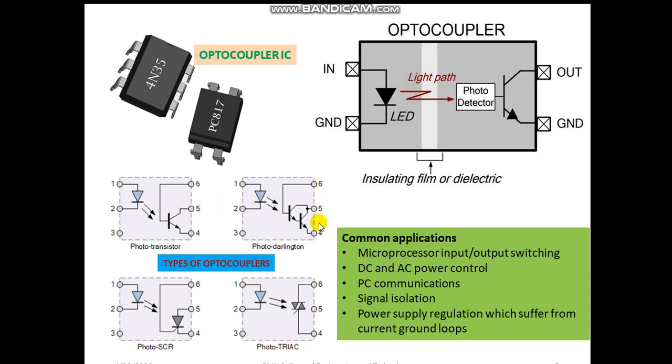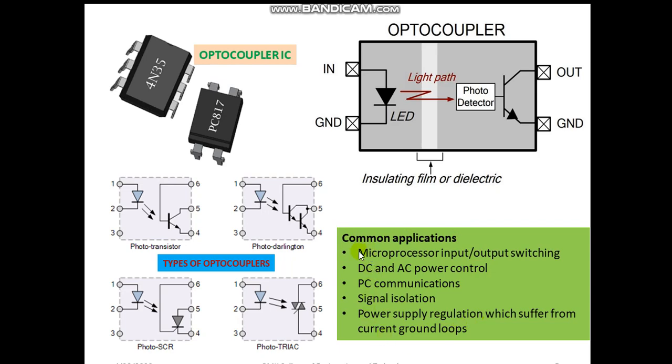The ordinary optocoupler ICs generate a very good output current as well as voltage. And the photo Darlington is used to generate high power, and it is also used in high power driving circuits. And these two, the photo SCRs as well as photo triacs, are used to drive power electronic devices.